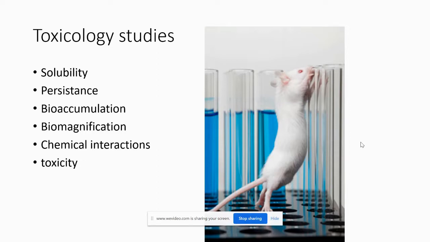What is its persistence, meaning how long does it last in the environment? Does it bioaccumulate, meaning once it gets into your tissue, does it stay there forever? Biomagnification means does it work its way up the food chain, putting things that are at the top of the food chain in greater danger? Does it interact with other chemicals? And is there toxicity?